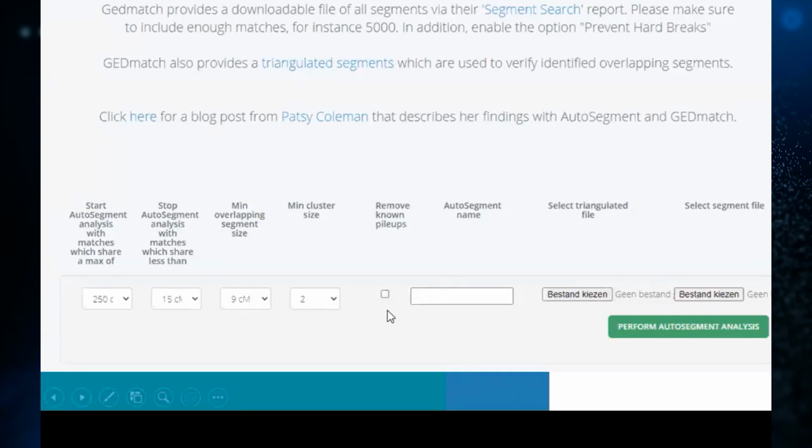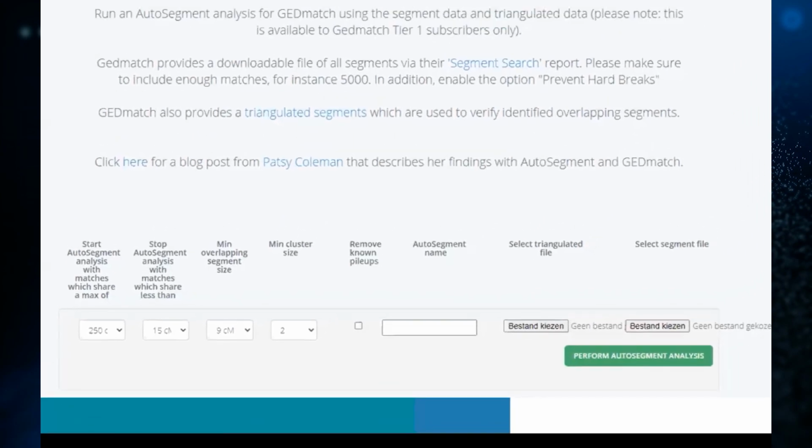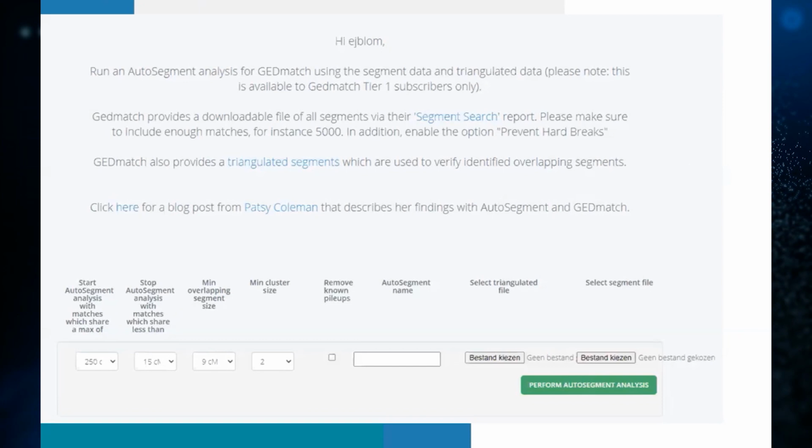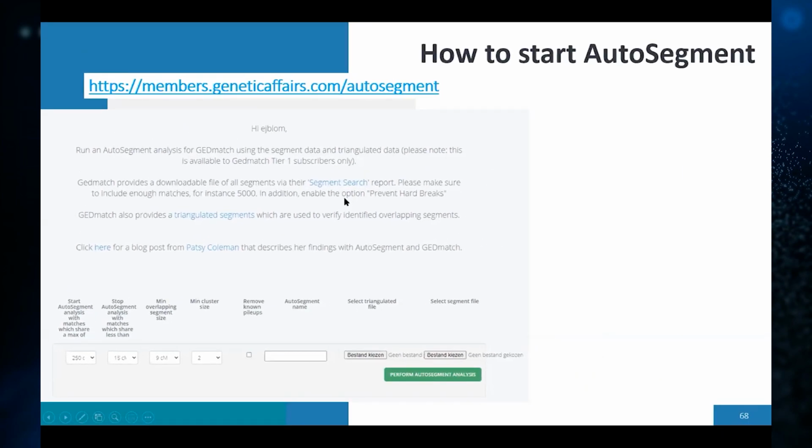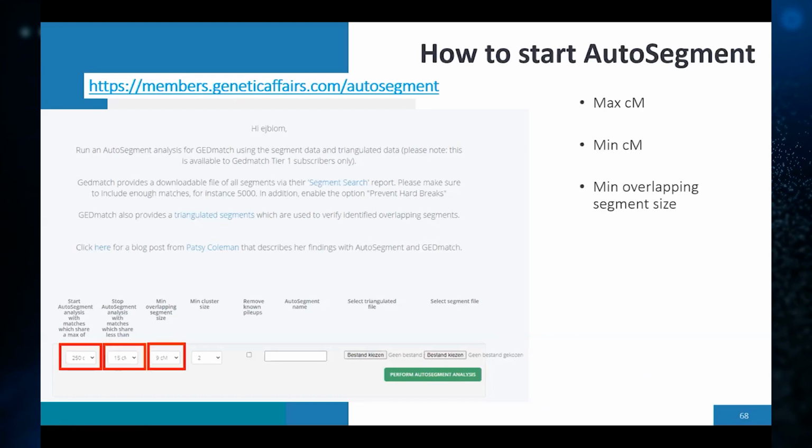Now we have the option to remove known pileups. This is the AutoSegment name, which allows you to give it a name, because it cannot know which person is behind this data set. And then you have to upload the files that are linked to your segment data. So for MyHeritage, that's the DNA match and the segments data and so on. There's a tutorial at the top. It's not here, but it should be one link before, which tells you how to download this data, in a PDF file. Okay. So the max centimorgan means, like I told you, all of the information.